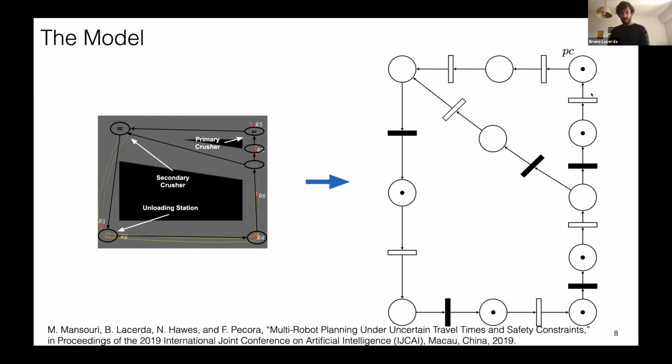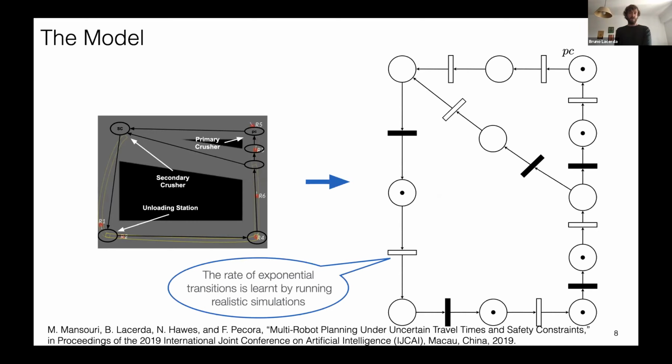We have 1, 2, 3, 4, 5, 6 robots in the system. And you'll notice that this is quite a compact model. Adding more robots doesn't require us to increase the size of the model. So that's one of the advantages we have here. Furthermore, because we want to give these probabilistic guarantees of performance, the rate of these exponential transitions is learned using realistic simulations. So the models are close to reality.